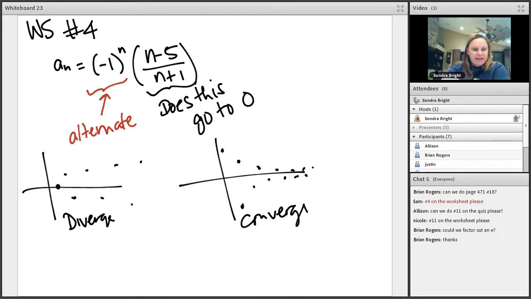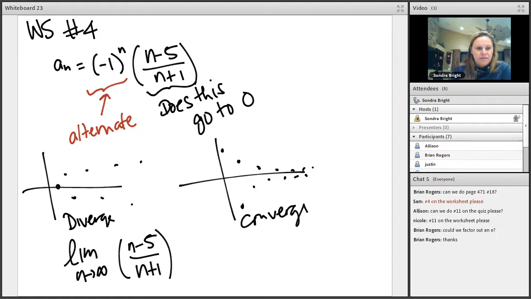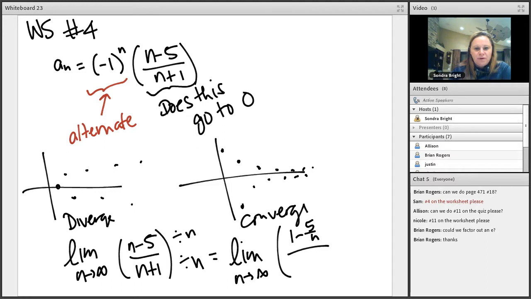And the trick to that is, if I take the limit as n goes to infinity, we did these back last semester, right? If I divide top and bottom by n, that's really the easiest way to get this done. The limit as n goes to infinity of 1 minus 5 over n over 1 plus 1 over n. And as n goes to infinity, 5 over n zeroes out, and so does 1 over n. And so you end up with just 1 over 1, and so this goes to 1.